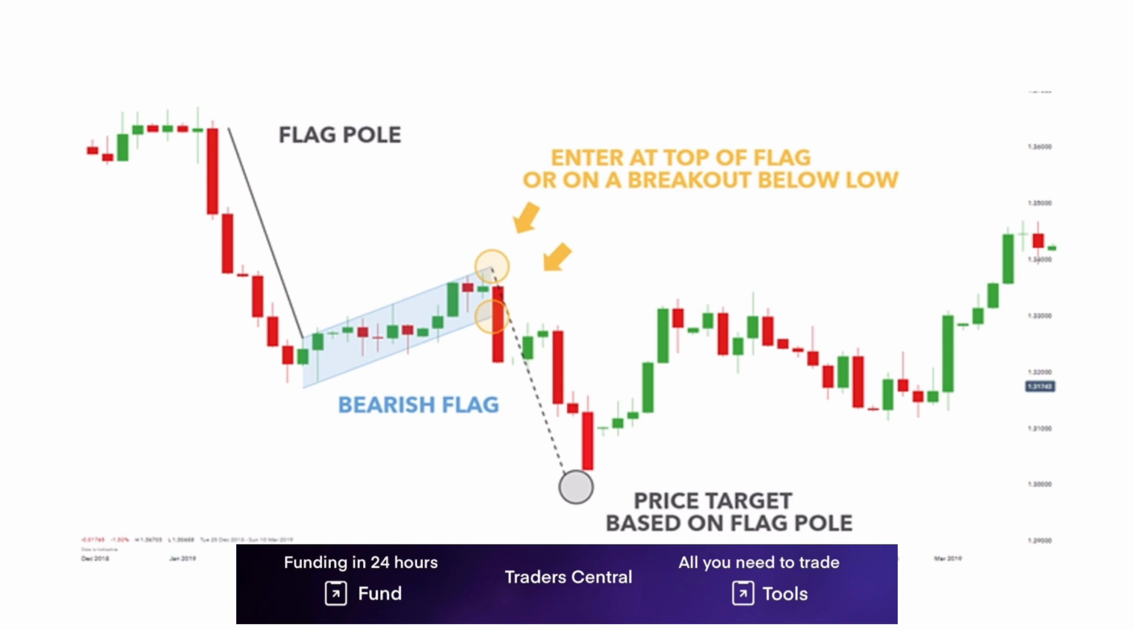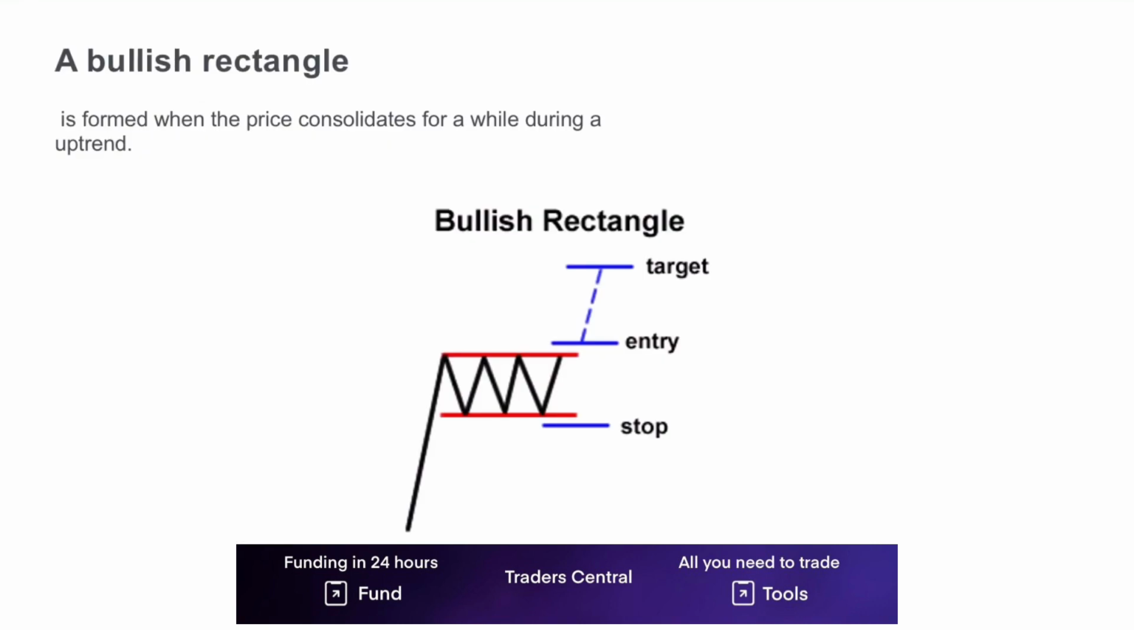So this is our bearish flag, and this is a continuation pattern to the downside. So our next one is a bullish rectangle.